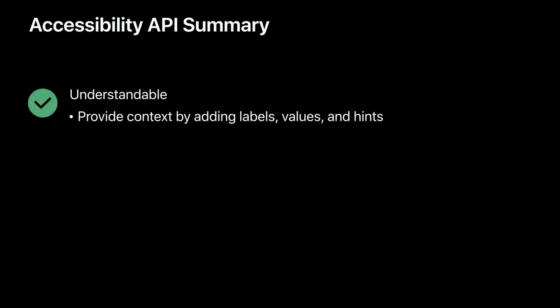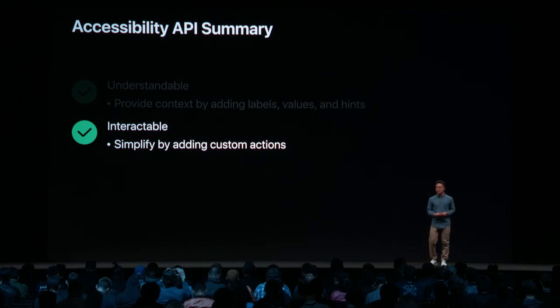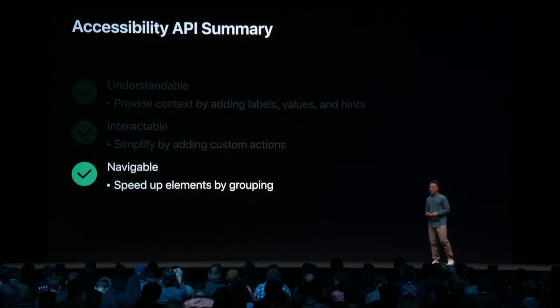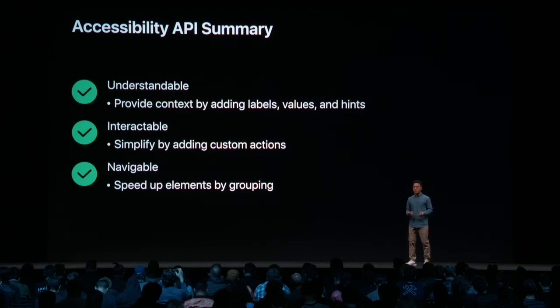So the Accessibility API helps you make your apps more understandable. It lets you add context by adding labels, values, and hints using the accessibility function. You can use the accessibility action function to add actions and make your apps more interactable. And finally, you can use the accessibility element function to group your elements together and improve navigation. With built-in accessibility and simple enhancements with the Accessibility API, SwiftUI lets you make your apps accessible faster and easier than ever. Now, back to Michael.